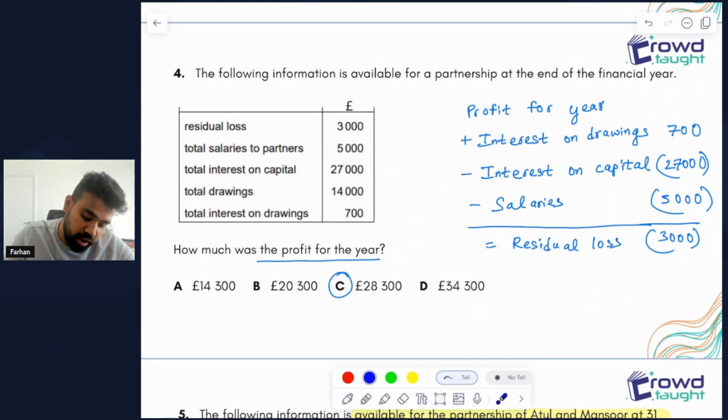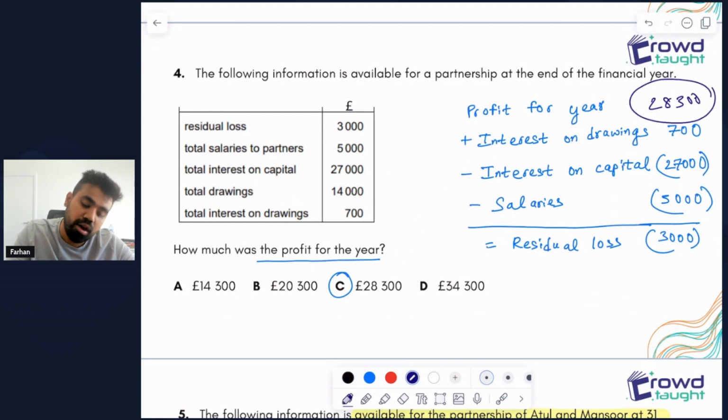Once you do this correctly, you will see that the correct option to select would be £28,300, which when added with 700 and subtracted £27,000 and £5,000 from, will end up giving us a loss of -3,000 as the final balance.